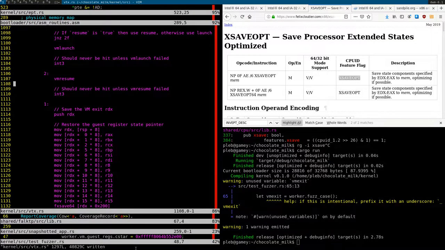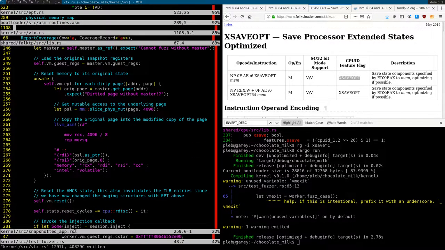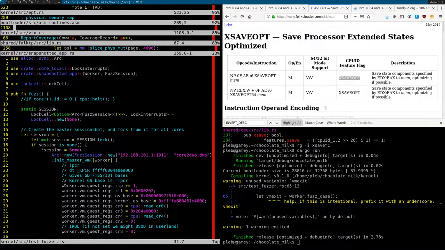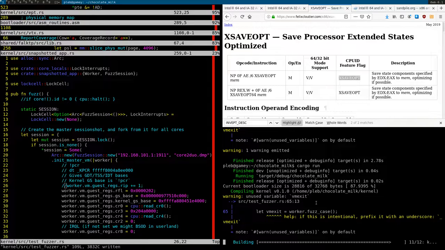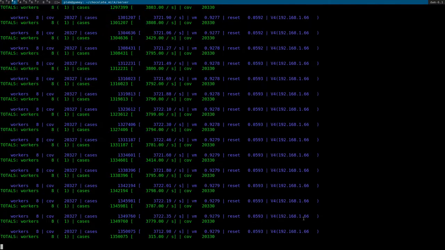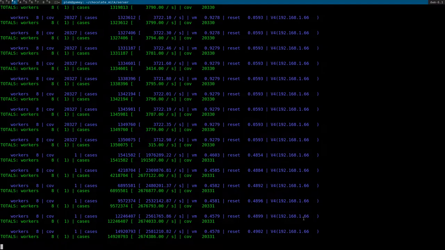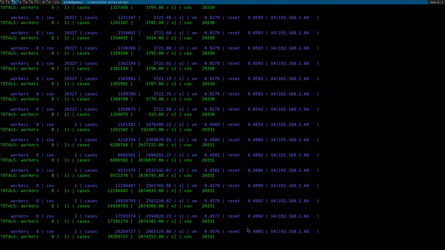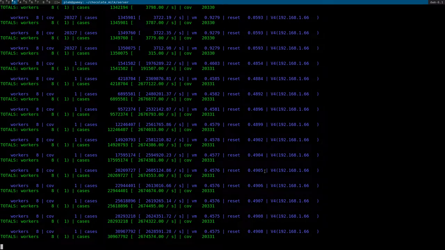Let's take a look at the overhead performance by causing a breakpoint. So this is just a breakpoint in a loop. Here we go. So this is basically our maximum performance, assuming we're doing nothing. We're spending half our time resetting, half our time in the VM. There's really nothing we can improve on either of those.